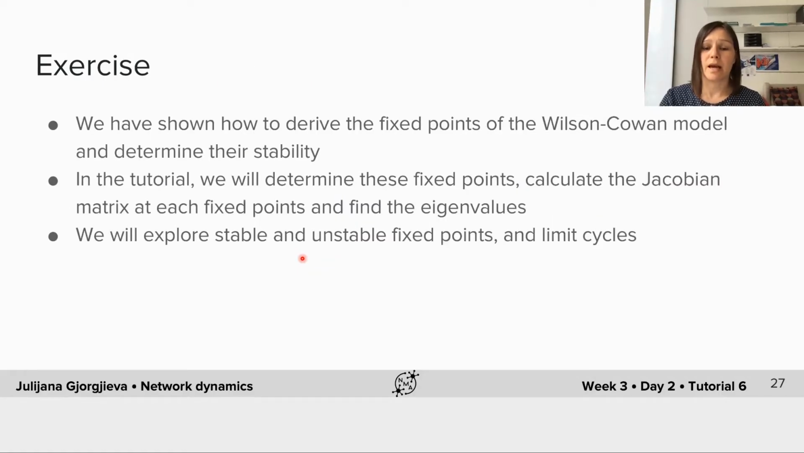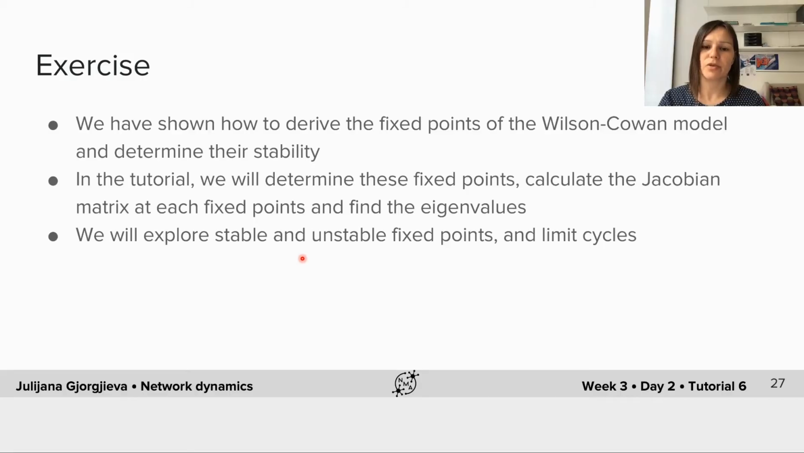So indeed, we have finished our study of the dynamics that can be generated by these coupled populations of excitatory and inhibitory neurons, known as the Wilson-Cowan model. We have shown in the last few sets of slides of this tutorial how to find the fixed points, how to determine their stability, how to visualize the activity in the phase plane, but also in the activity versus time plane.